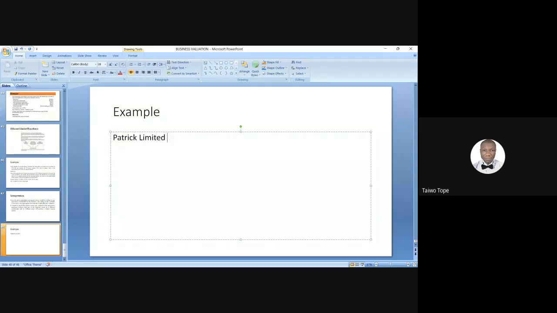Patrick Limited has a maintainable earnings of 240,000 naira per annum.